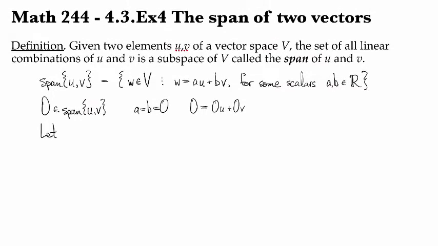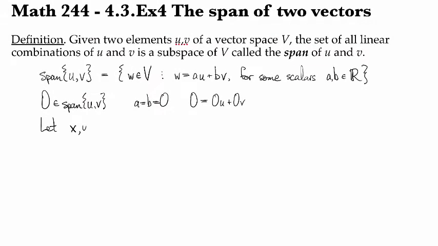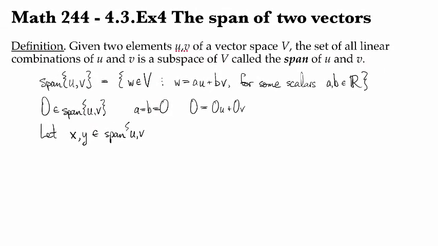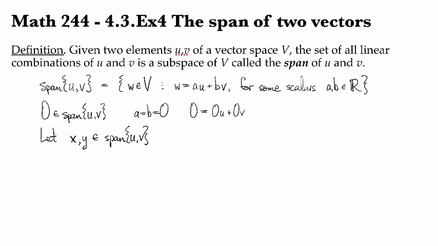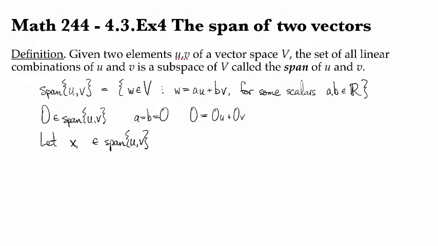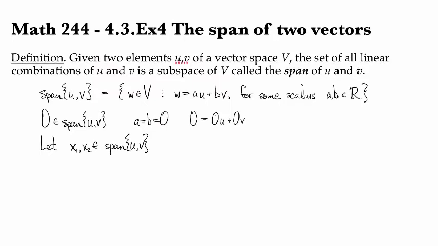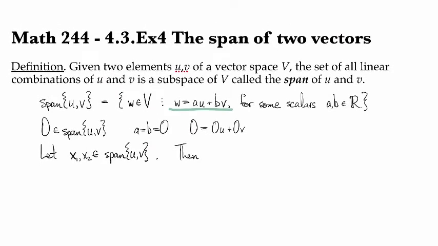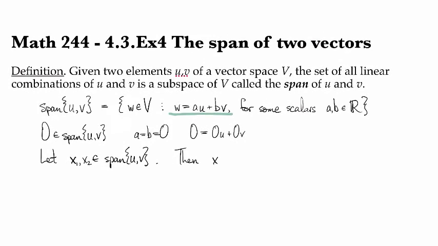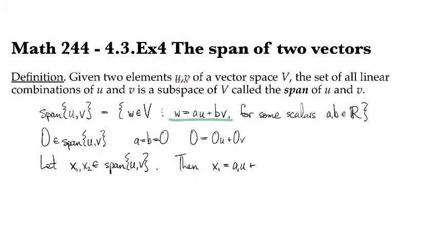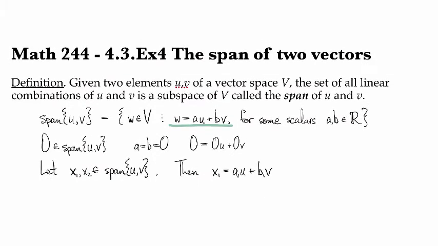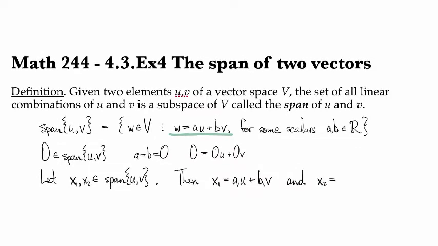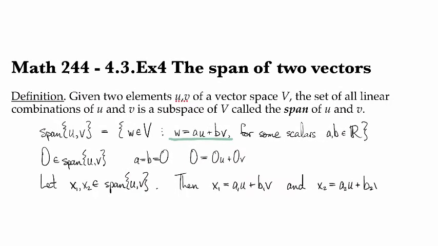Let's give them numbers. Let x1 and x2 both be elements of the span of u and v. Okay, so what does that mean? We write down the definition. We go back to the criterion for membership, and it's that you have to be a linear combination. So we'll say x1 looks like a1u plus b1v. And since x2 is also an element of this span, x2 is going to be a2u plus b2v.